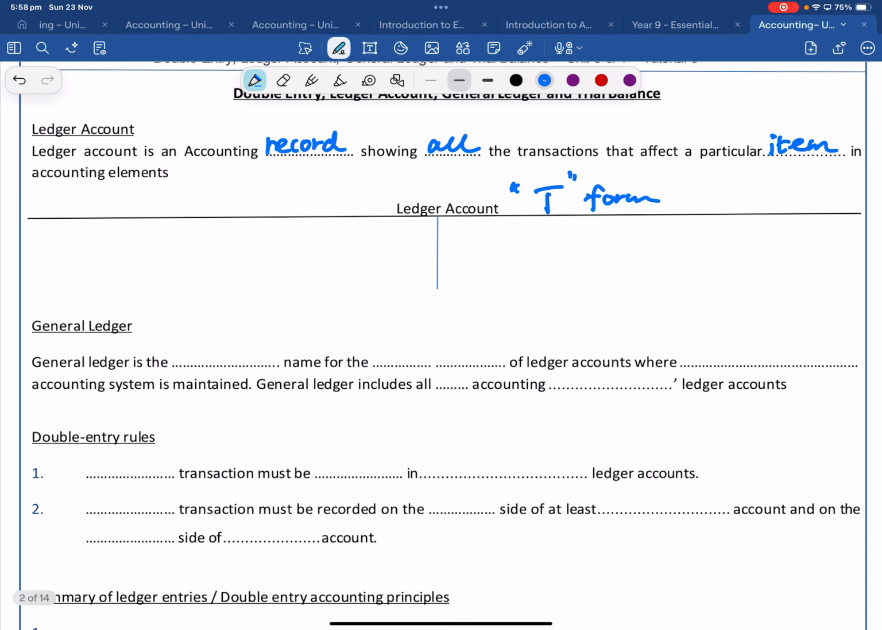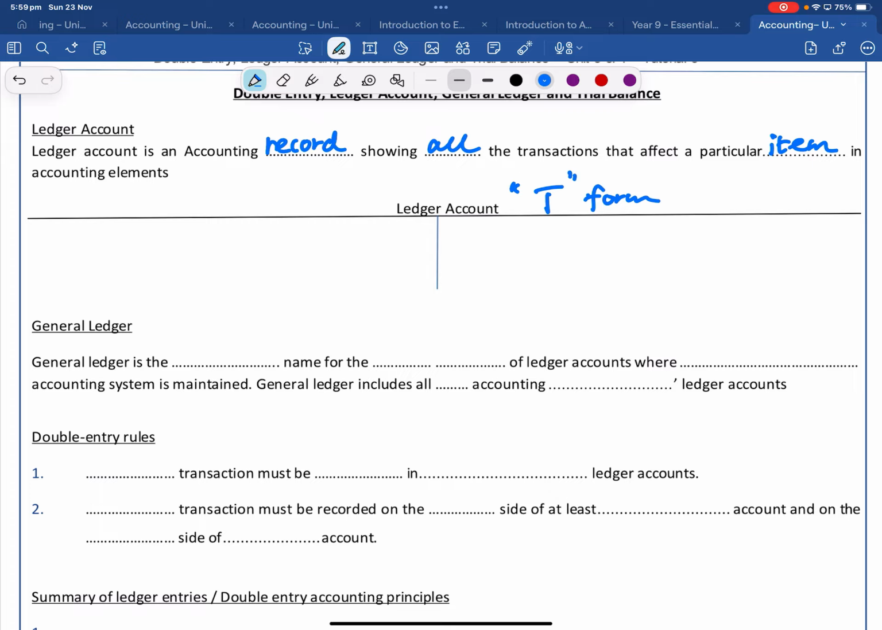Next one, general ledger. General ledger is the collection of all the ledger accounts. For example, when I was an accountant, once I had a manual system.